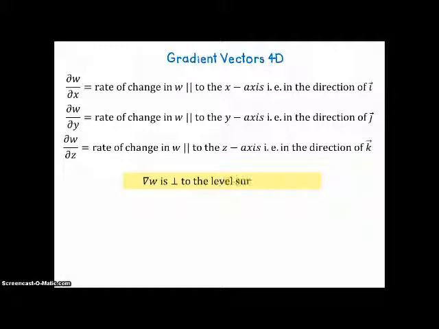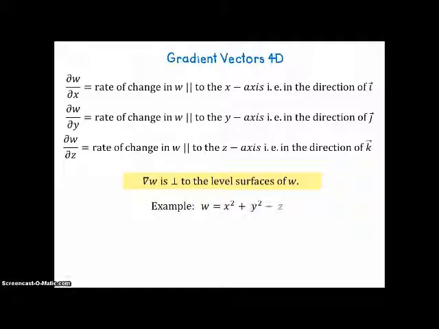So if we look at the level surfaces of w, the gradient vectors will be perpendicular to the level surfaces. So if we replace w with a constant, then we'll get a surface, and the gradients can be used as perpendicular to those individual surfaces.